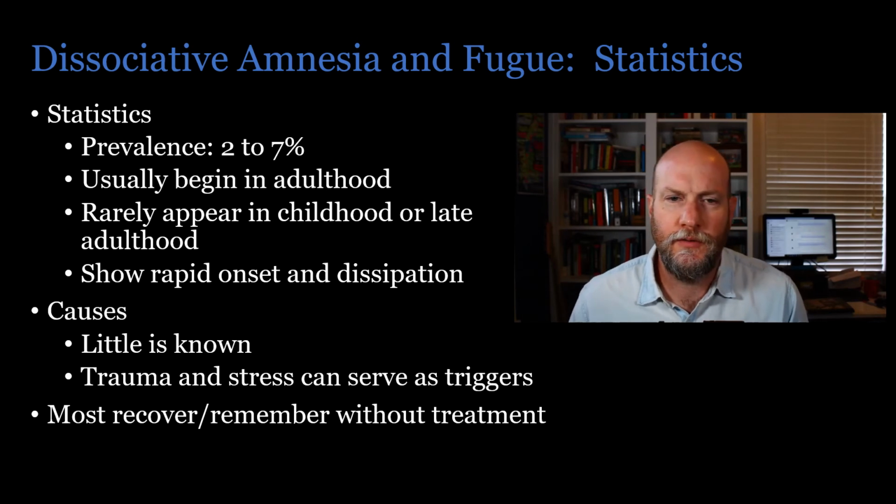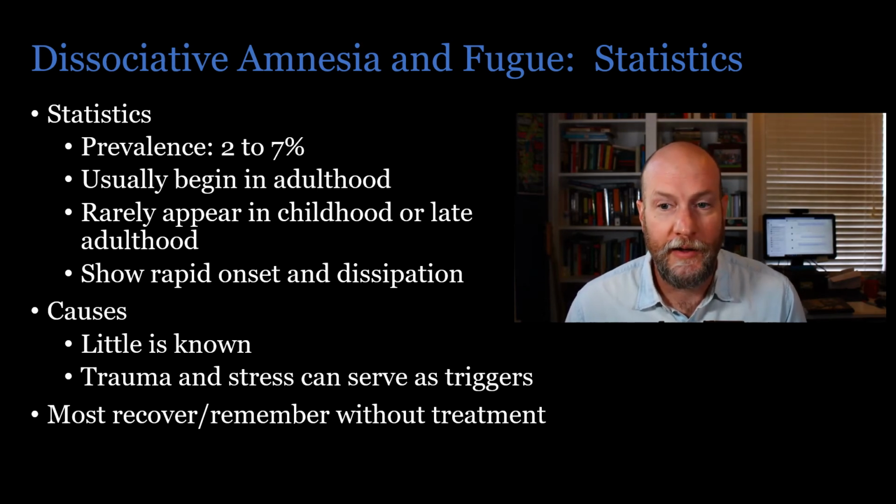So, dissociative amnesia and fugue, prevalence rates of 2 to 7% is, I think, a very generous estimate. This probably includes every degree of even limited degrees of or localized amnesias that are secondary to things like PTSD and other conditions. The full-blown extreme example of a fugue state or general dissociative amnesia is much less common. It rarely appears in childhood or late adulthood. It's usually somewhere in early to middle adulthood.